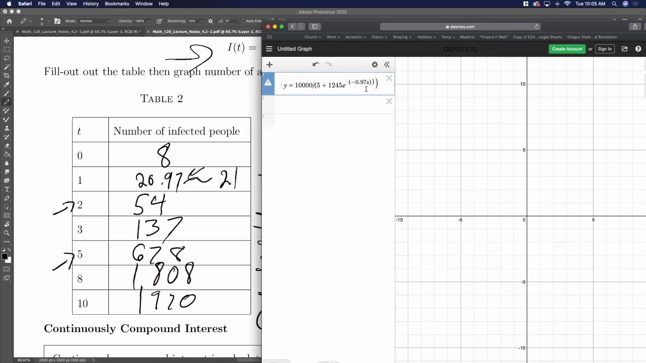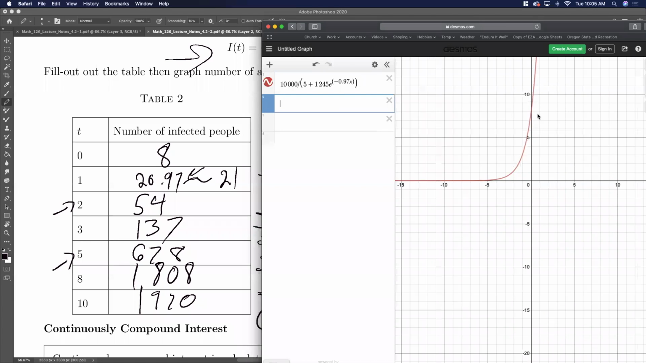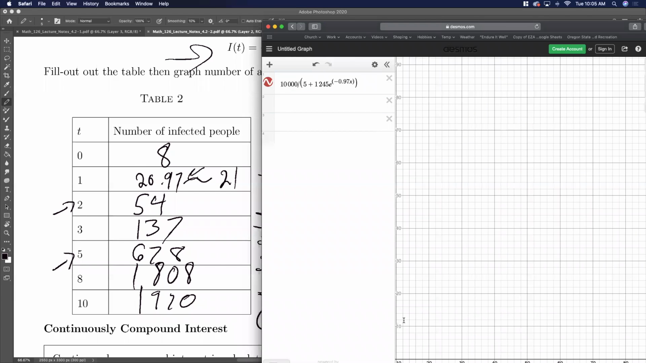No. Let me try one more time. Someone's probably giving me hints. Remove the y equals. Sorry. Thank you. Then it tells me what it wants. There we go. Now I gotta zoom way out.